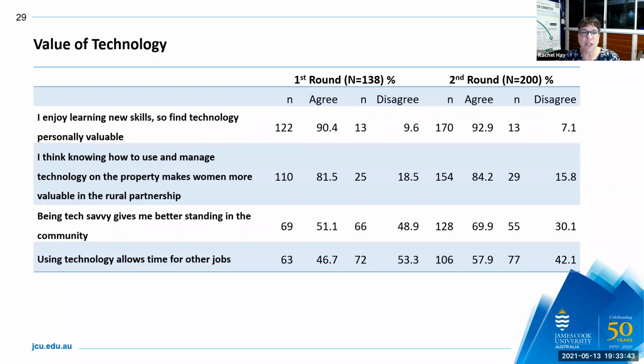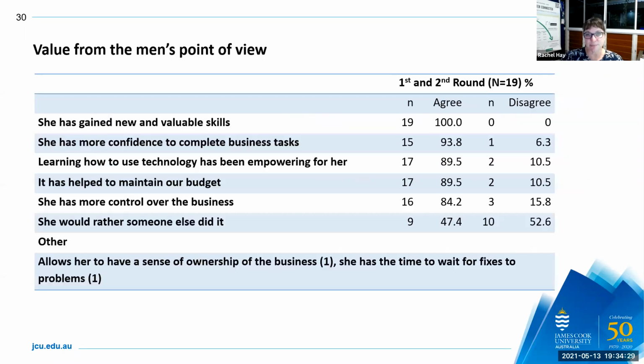So the value of technology, in most cases, in both years, they enjoyed learning new skills, so found technology personally valuable. Knowing how to use and manage technology on the property makes women more valuable in the rural partnership. So that came through in both years. Being tech savvy gives me better standing in the community, more so in the second year or the second round of data than the first round of data. And they thought more so that using technology did allow for other jobs as they progressed through the adoption phase of learning new technology and adopting. As they adopted more, it got easier.